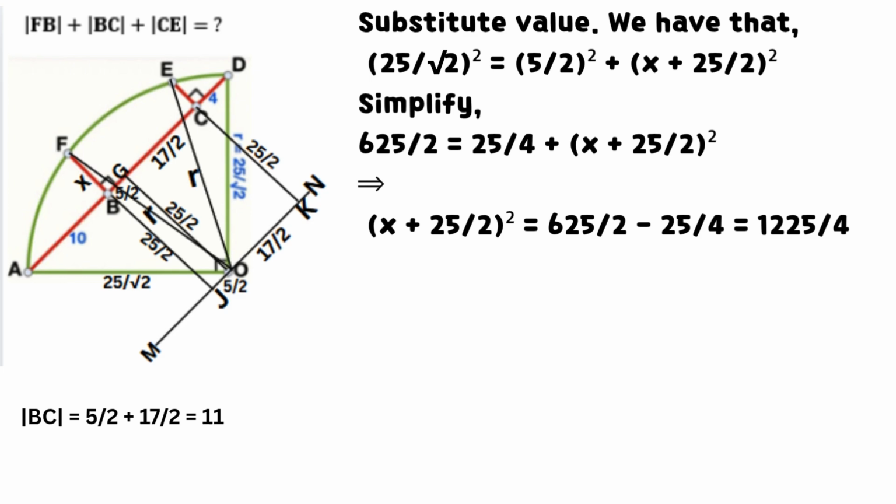Simplify. We have that half of 625 equals the sum of 1/4 of 25 and the square of the sum of x and half of 25. It follows that the square of the sum of x and half of 25 equals half of 625 minus 1/4 of 25, which equals 1225 divided by 4.